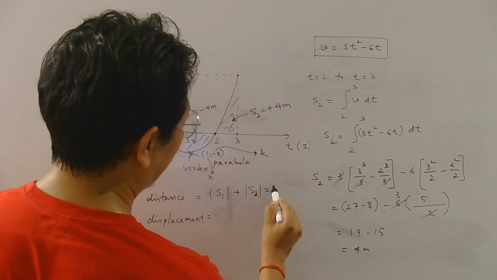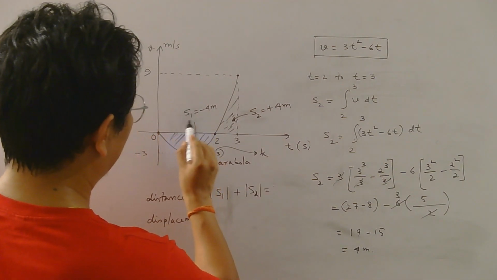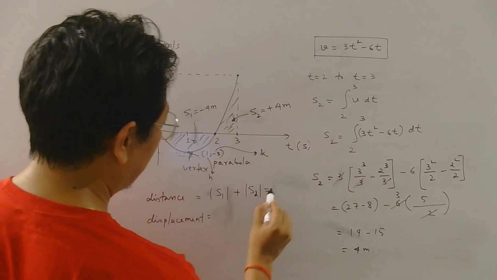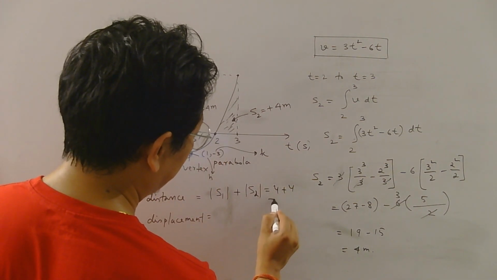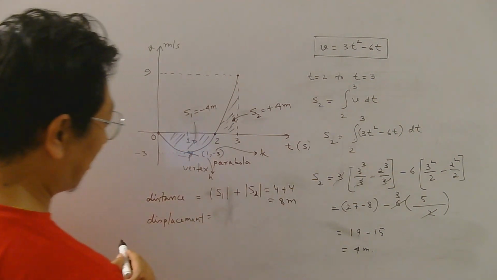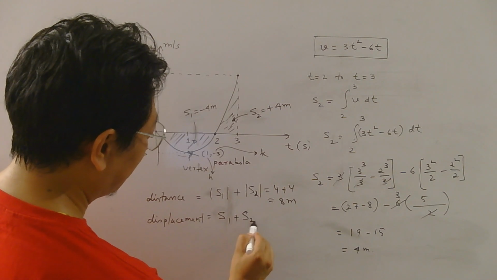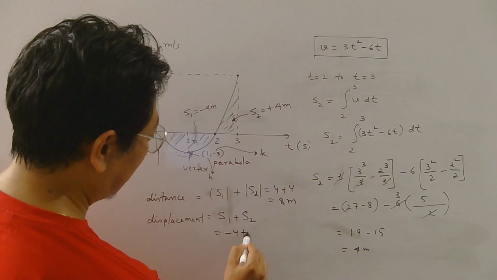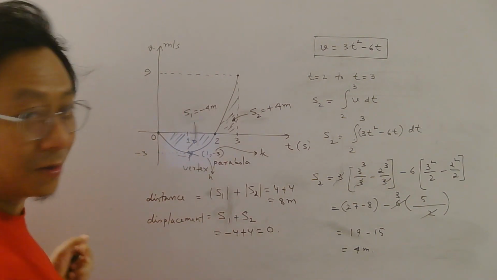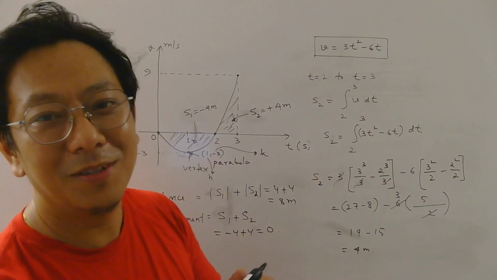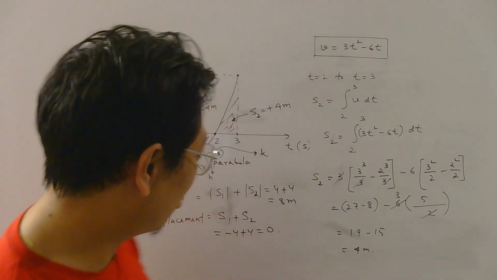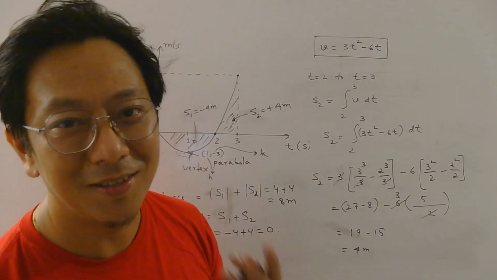That will give you, what was the displacement here? Minus 4, modulus will be 4. So 4 plus 4, 8 meters. So the distance is 8 meters. Displacement will be S1 plus S2, and that will be minus 4 plus 4, that will be 0. Meaning the particle is back at the same point, and therefore the displacement is coming 0, right?